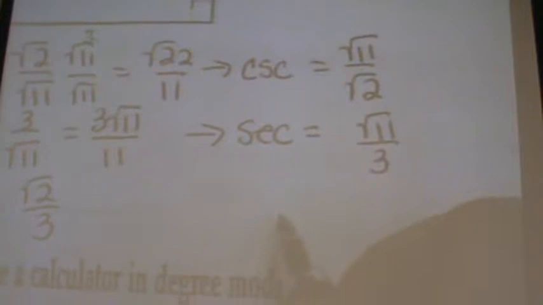Now, how do you do the 3 reciprocal ones? Just flip them. So cosecant is the sine one flipped. So cosecant would be root 11 over root 2. What would secant be? Root 11 over 3. And what would cotangent be? It'd be 3 over root 2. And you can rationalize your denominator.